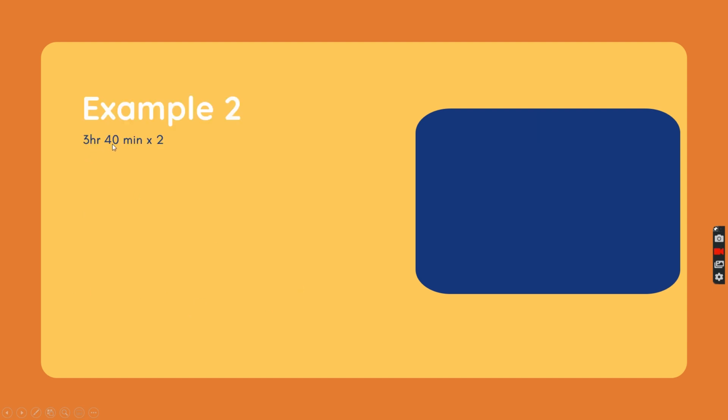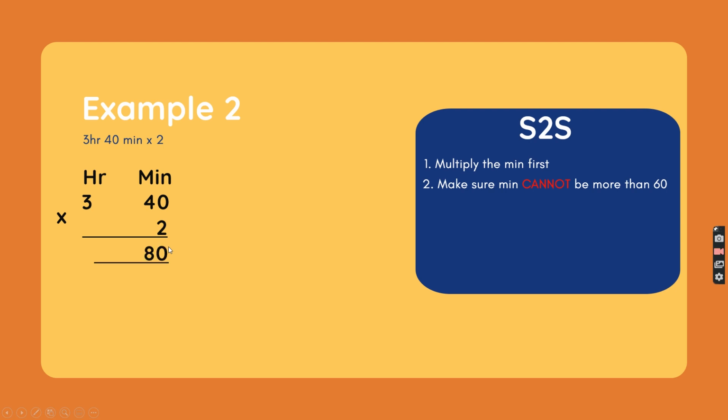Example 2, 3 hours 40 minutes times 2. So our S to S right here, rewrite this in column form. So first thing first, we're gonna multiply the minute first. So 3 hours 40 minutes times 2. So 0 times 2 gives us 0, and 2 times 4 gives us 8. So the answer right here is 80.